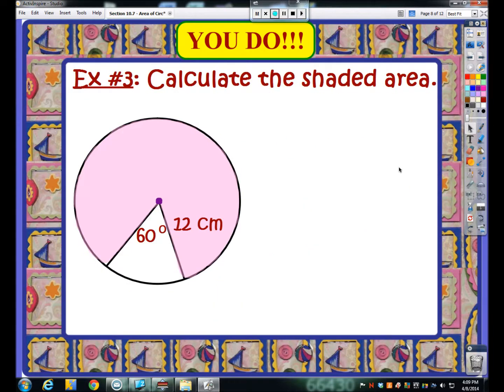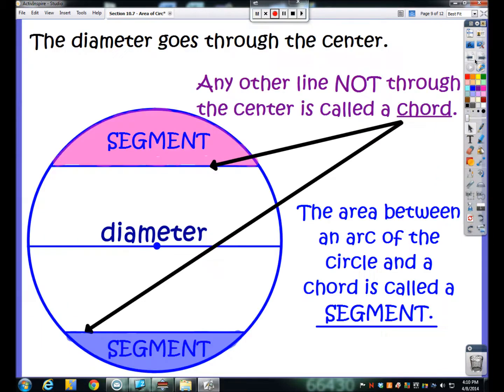Example 3, you guys do. Shaded area, sector, notice what's really shaded and what number I gave you here. We'll go over this in class.